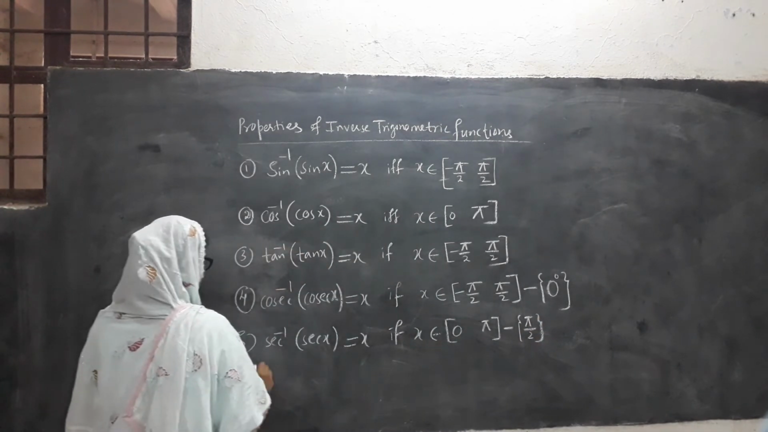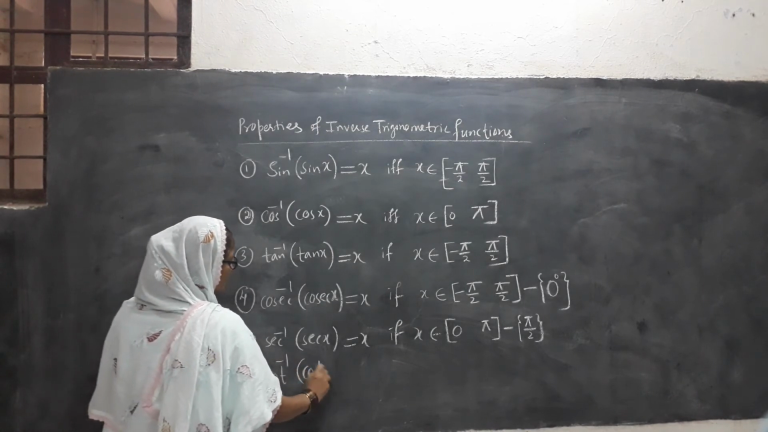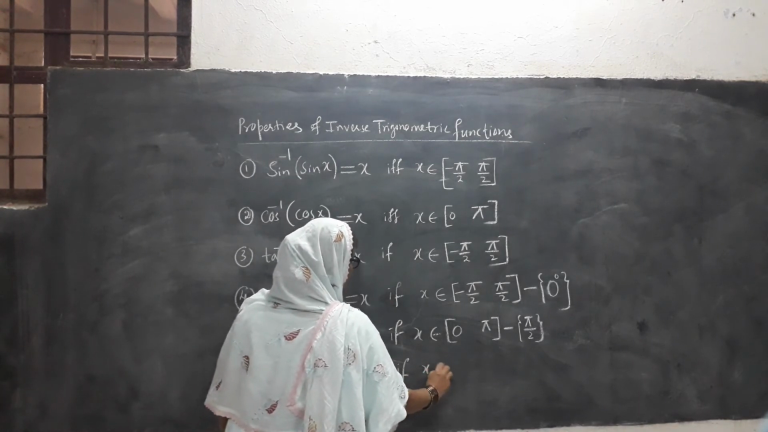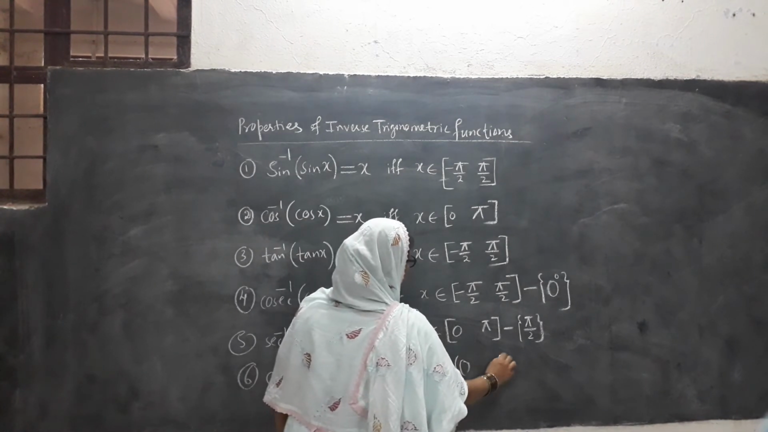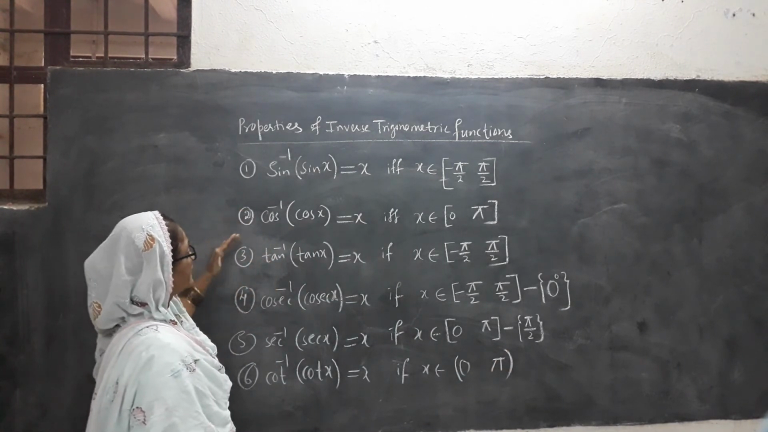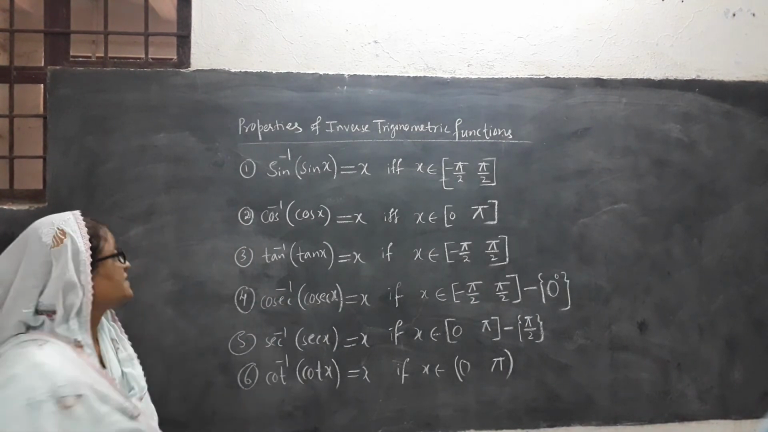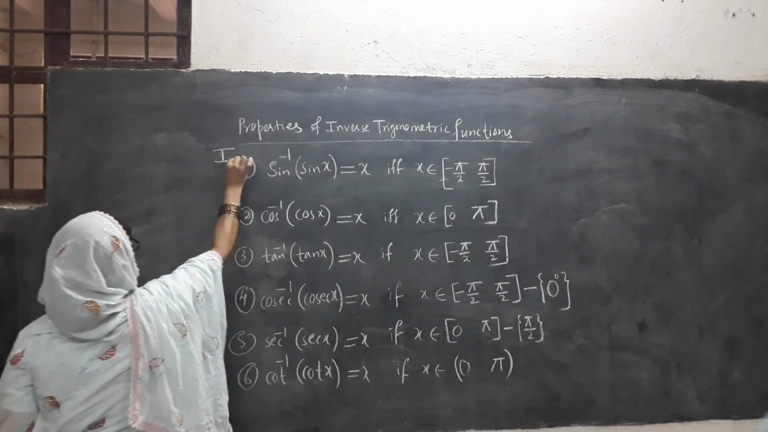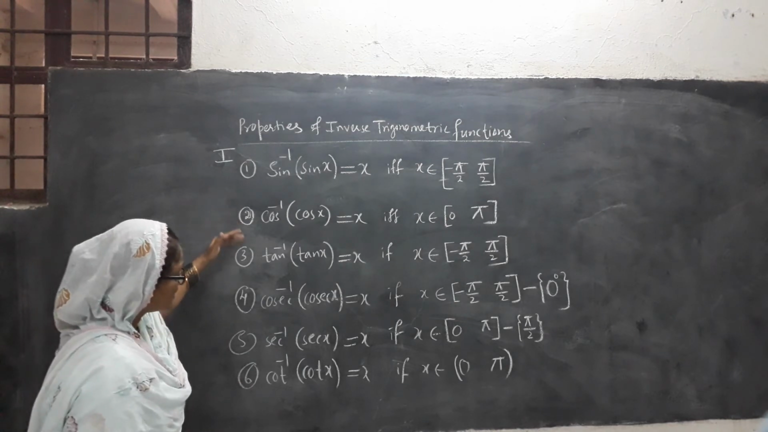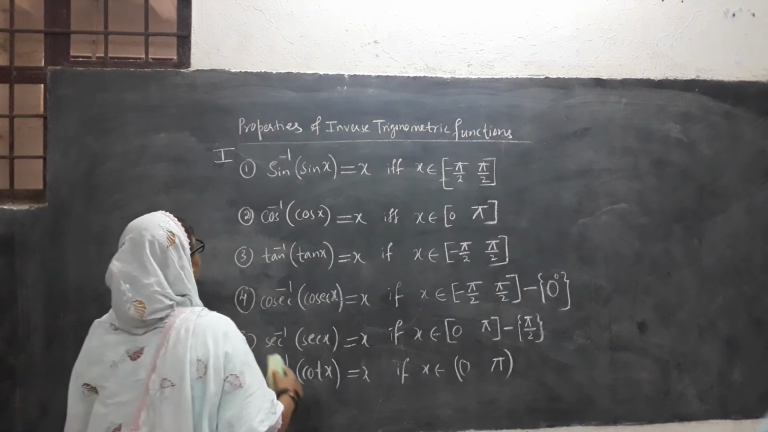Okay. Next, cot inverse. Cot inverse of cot x, you can write the direct answer x if x belongs to the interval 0 to pi. So this is how we can directly write x. So these are the first type of properties. There are 2, 3, 4 types of properties. In the first case, these are the things you have to follow. Okay, so coming to the next, second type.